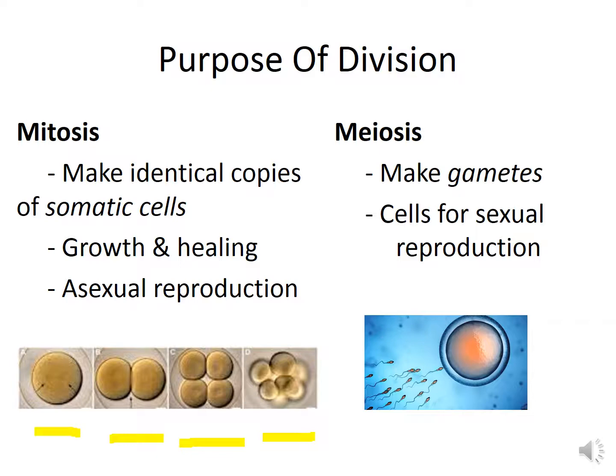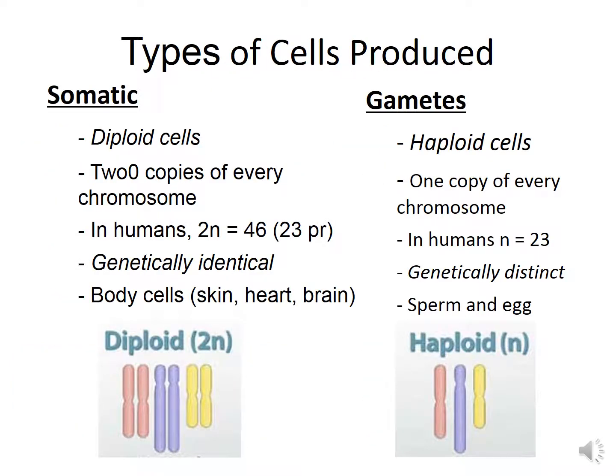Now, the purpose of meiosis is very different. In meiosis, we're trying to make gametes, or sex cells, eggs and sperm cells. So meiosis is an important step in sexual reproduction. And those gametes are fairly different than other types of cells, so it's going to require a different kind of division. Next, let's discuss the different kinds of cells that are made by these processes, and hopefully that will help you understand how they are made.